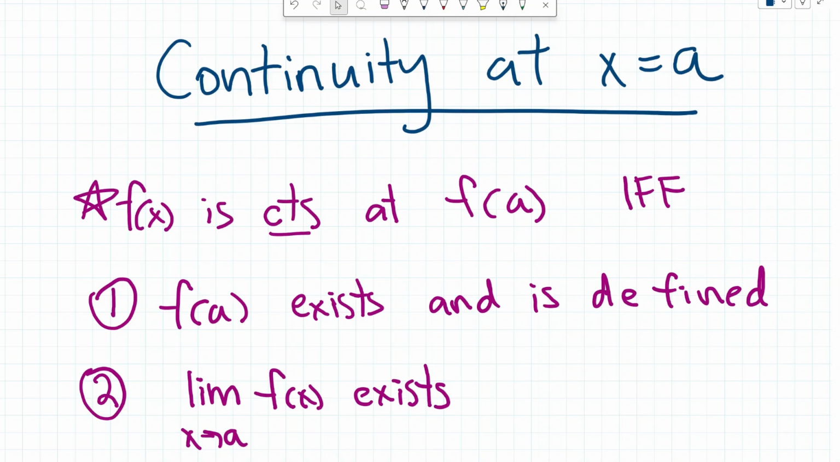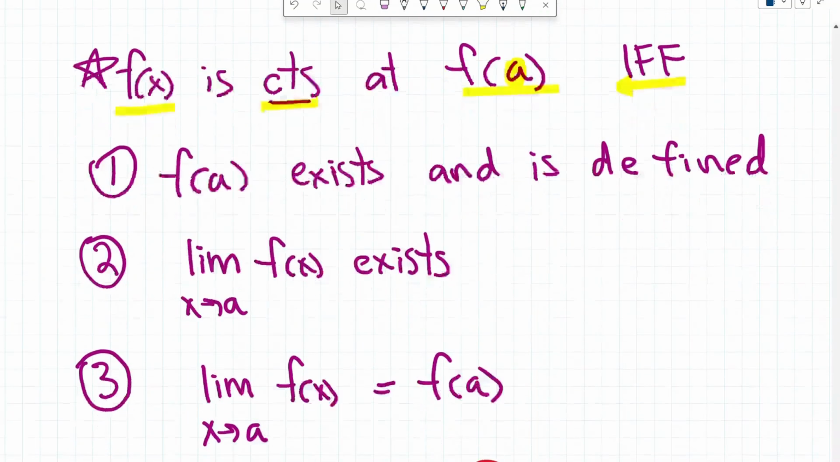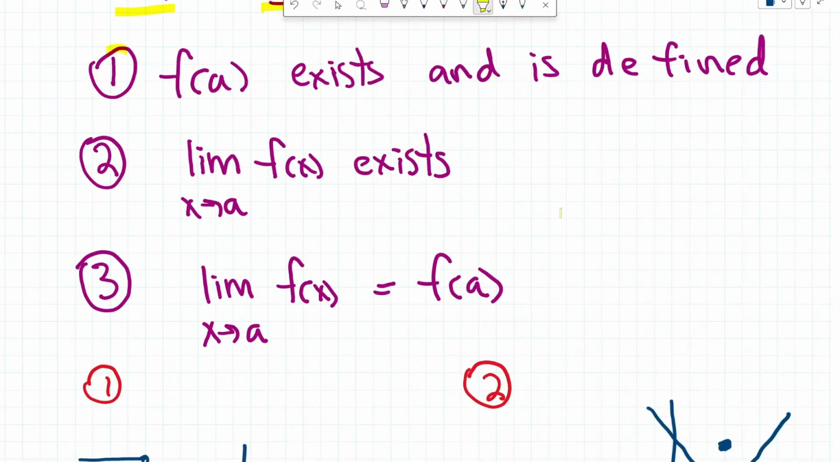So first of all, by definition, our function f of x is continuous at f of a, so at some point a, if and only if these three criteria are met. Criteria number one, f of a exists and it's defined. So again, that means our function at a has to exist.